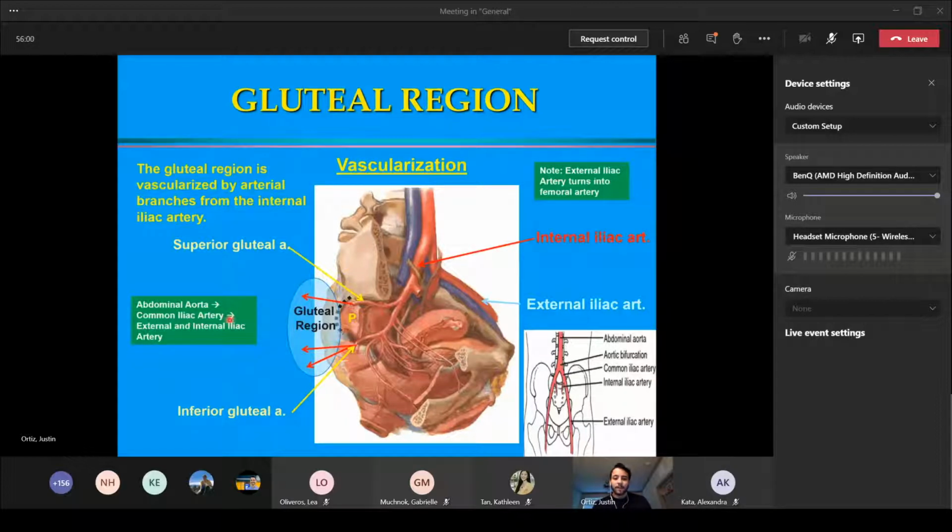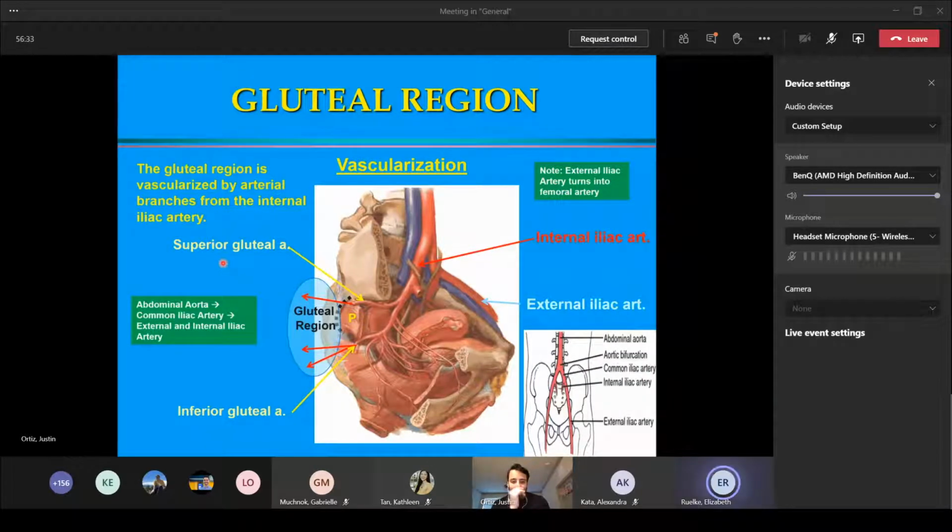So does the internal iliac turn into the deep femoral? No, the internal iliac actually has a lot of branches, mostly for the gluteal region. For example, the superior and inferior gluteal artery, the obturator artery, etc. The external iliac turns into the femoral artery. The femoral artery actually branches off the deep femoral artery. We'll talk about that later on. Does that help? Yes, thank you.